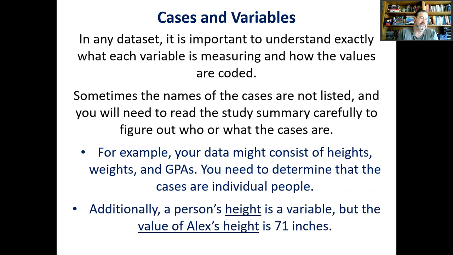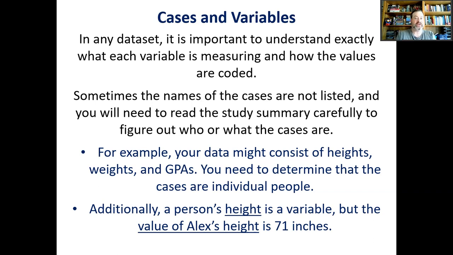So every person has a different height. But if there's some particular person, Alex might be 71 inches tall. So the value of Alex's height is not a variable, right? Everybody's height is a variable, but for a particular person, the value of Alex's height is 71 inches. People get that mixed up a lot, so just keep that in the back of your mind as we go through. We're going to talk about variables.